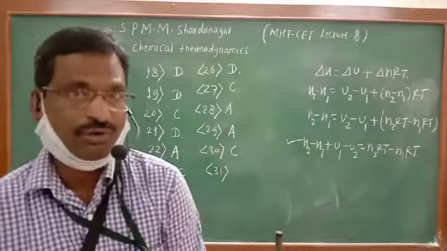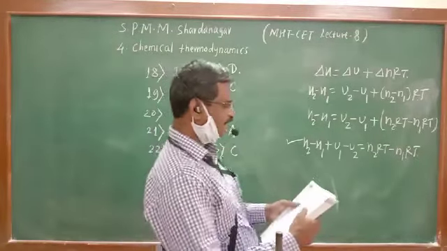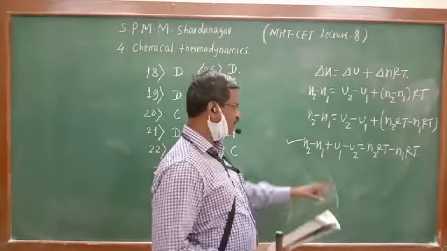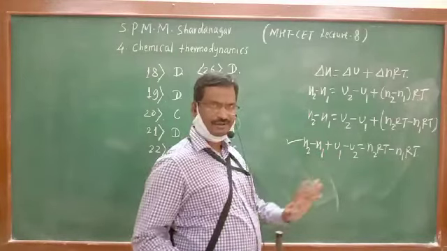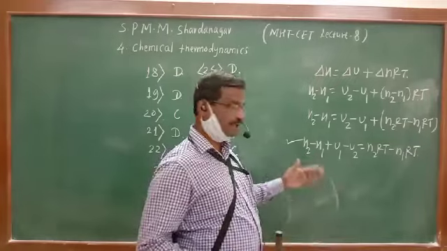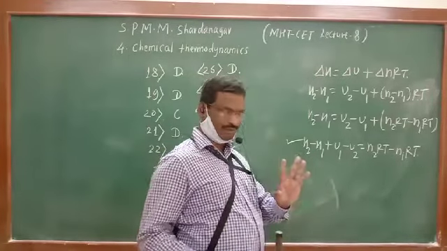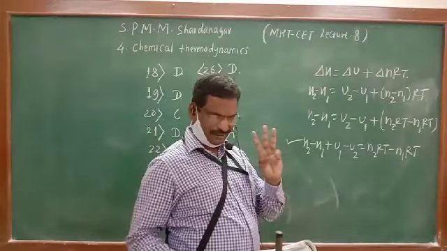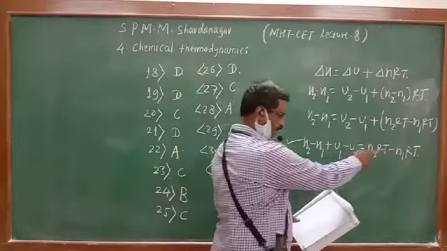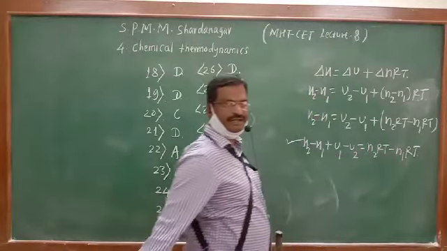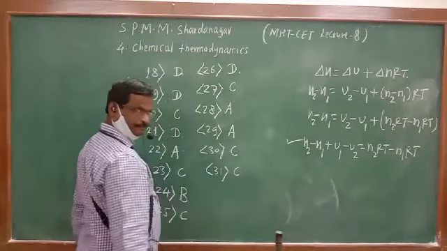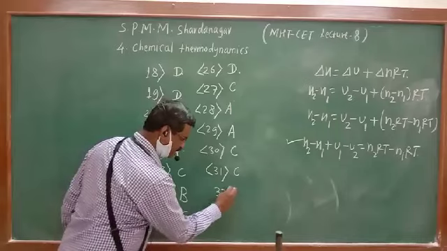Now let us see the 4 options and which option is correct. Option A, H2 minus H1 plus U2 minus U1. This is not like that, so the first is not correct. The second is H1 minus H2, and that is also wrong. Third option, H2 minus H1 plus U1 minus U2 equal to n2RT minus n1RT. So option C is correct. The third option is correct.